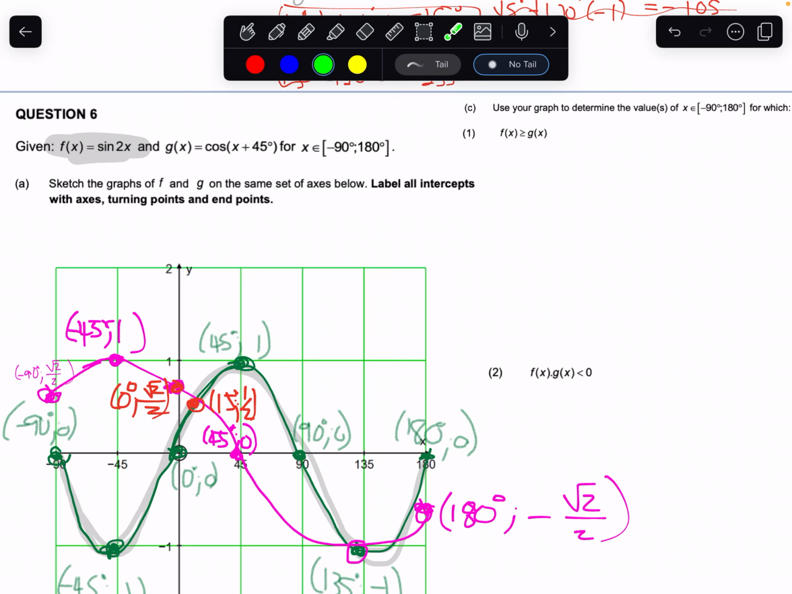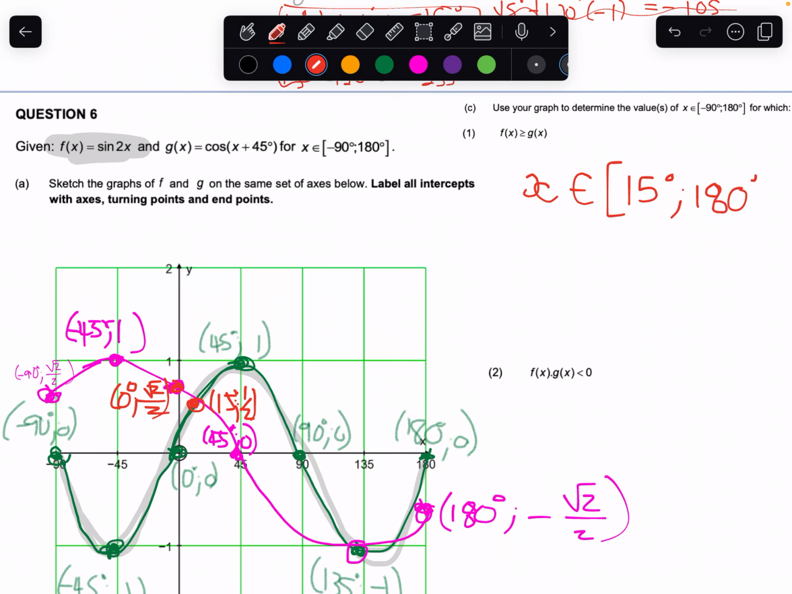So it's actually from here until the 180 degrees. Let's write it in interval style, right? So greater than or equal to, that's from the 15 degrees up until and including the 180 degrees. That's where f of x outputs y's that are greater than or equal to the y's that g outputs.